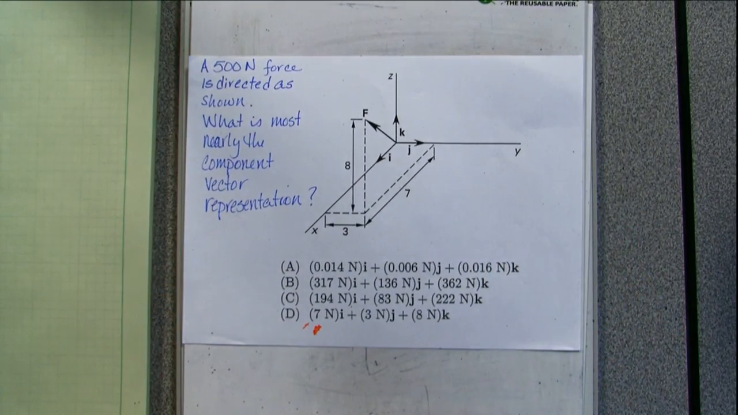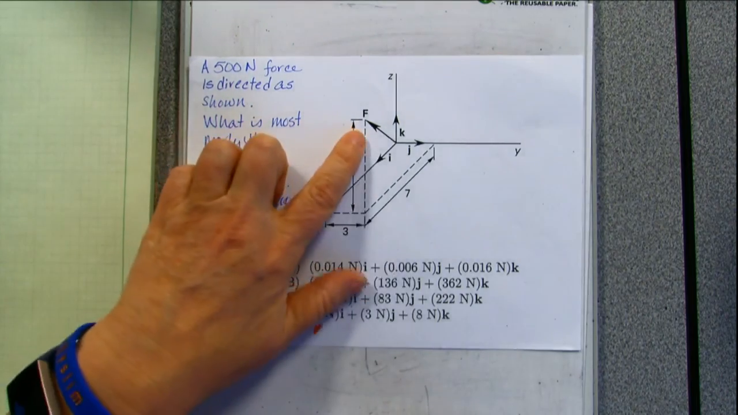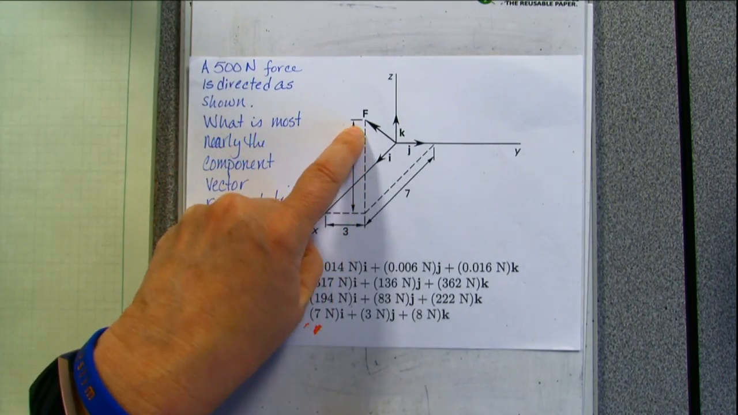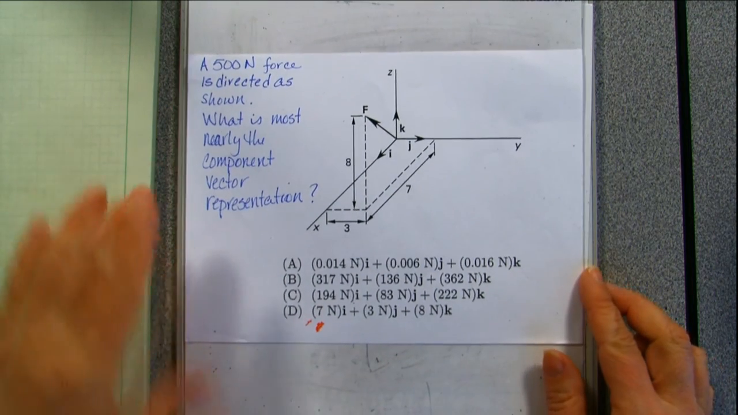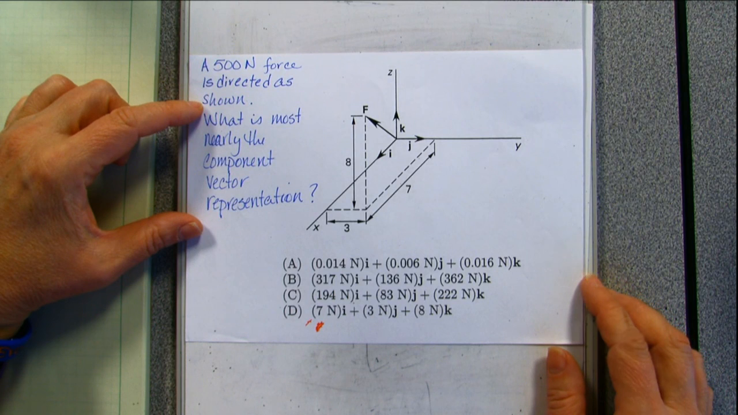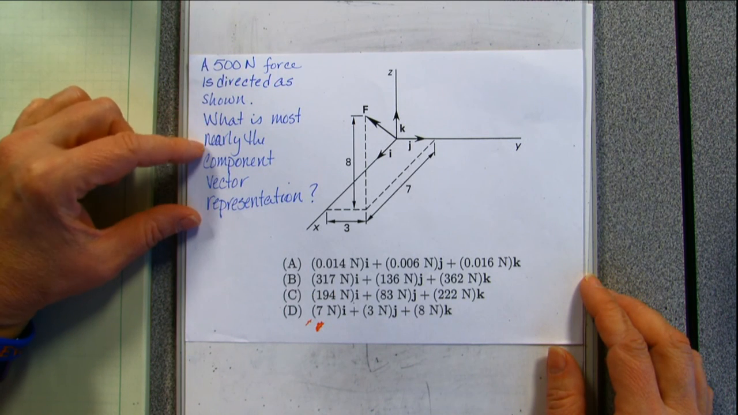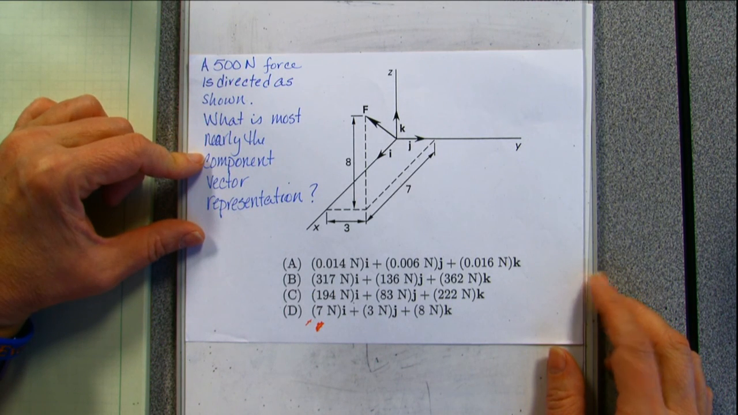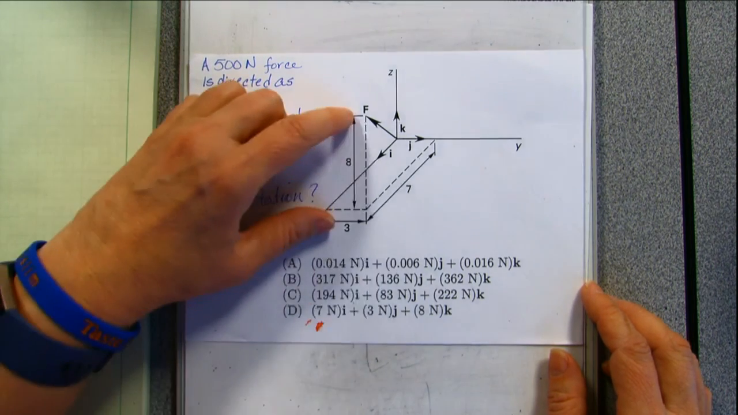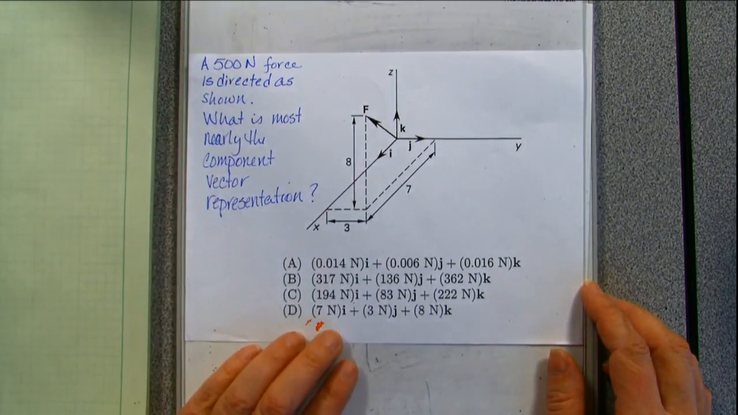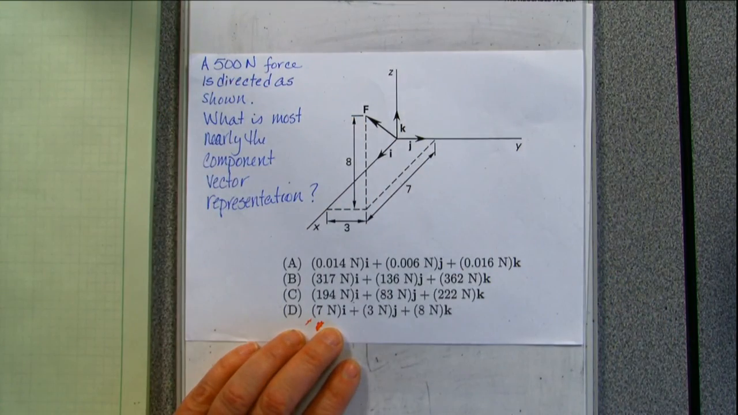So we've got a vector. This is a 500 Newton force, and it's directed as shown. Okay, 500 Newton force is directed as shown. And then we say, what is the component vector representation? Because one of the things that we're going to have to do is get that position vector.